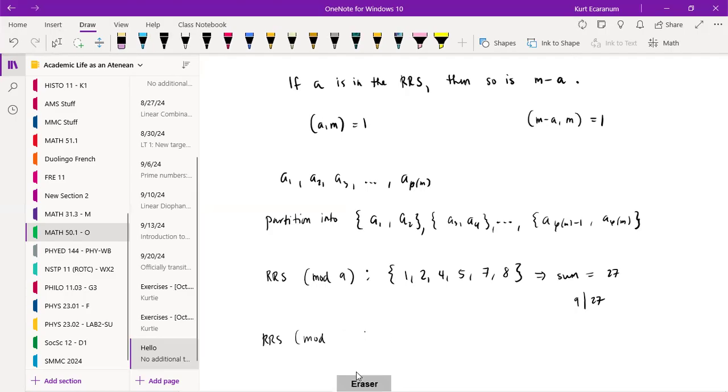How about reduced residue system modulo 12? So, 1, 5, 7, 11. Ayan. So, ang sum nila is 24. And then, 12 divides 24. Di ba?